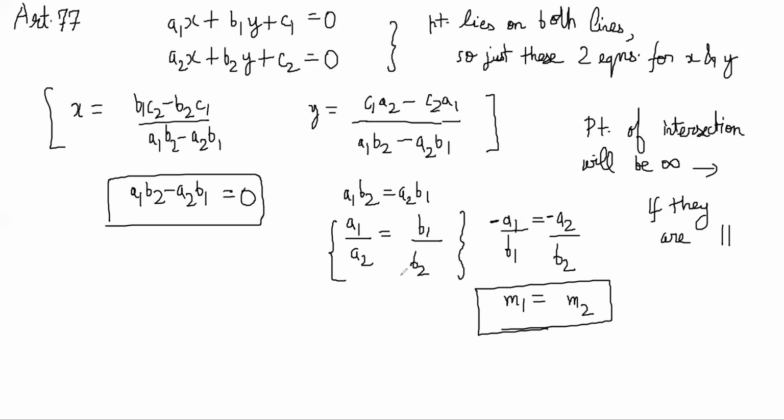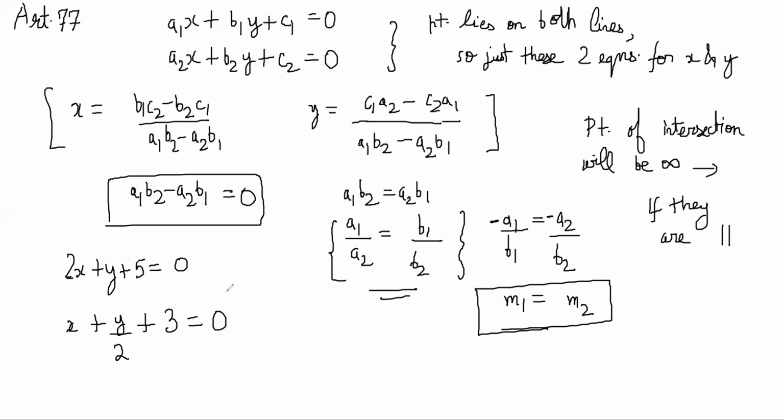This is another way of saying that lines are parallel, and therefore the ratio of a1 and a2 and b1 and b2 is the same. Then lines are parallel. So if you have lines like 2x plus y plus 5 is equal to 0, and x plus y by 2 plus 3 is equal to 0, then lines are parallel. Makes sense. This is article 78.